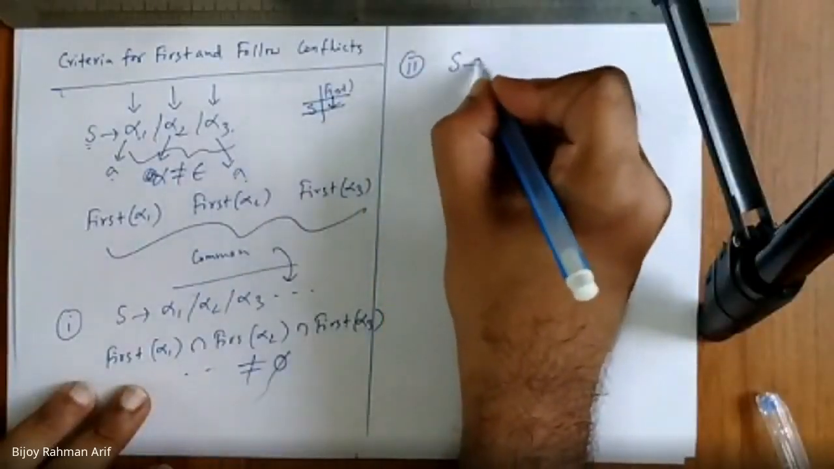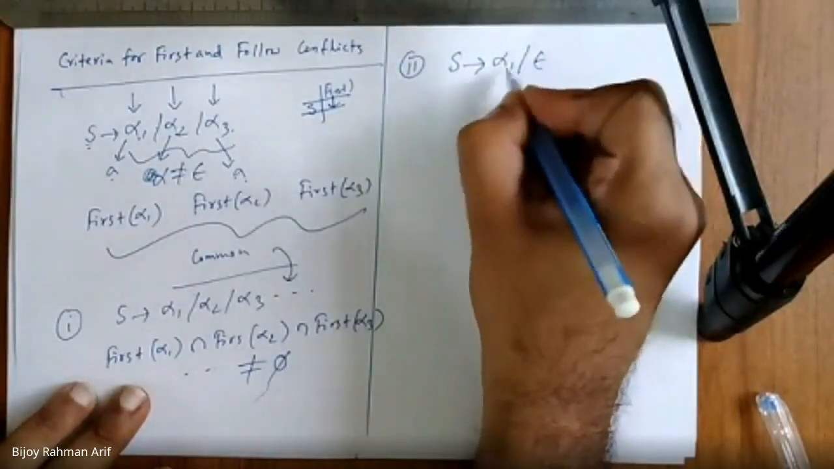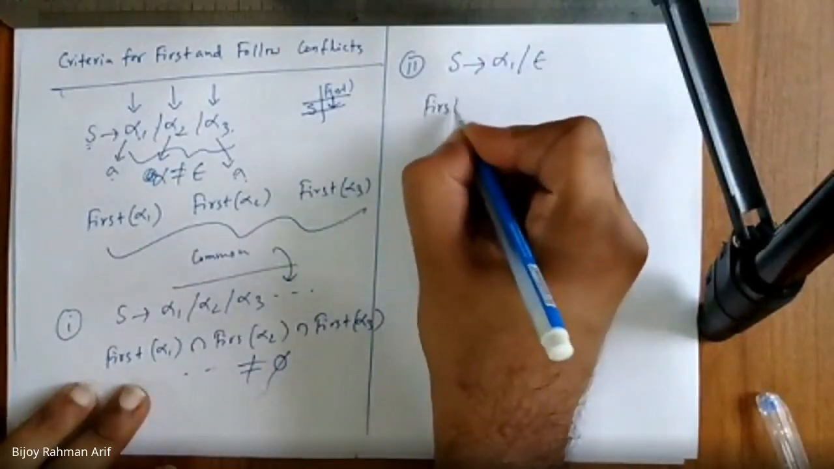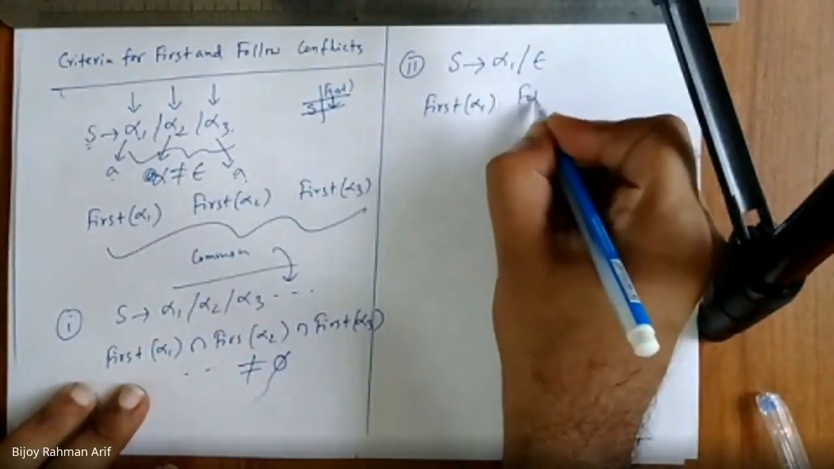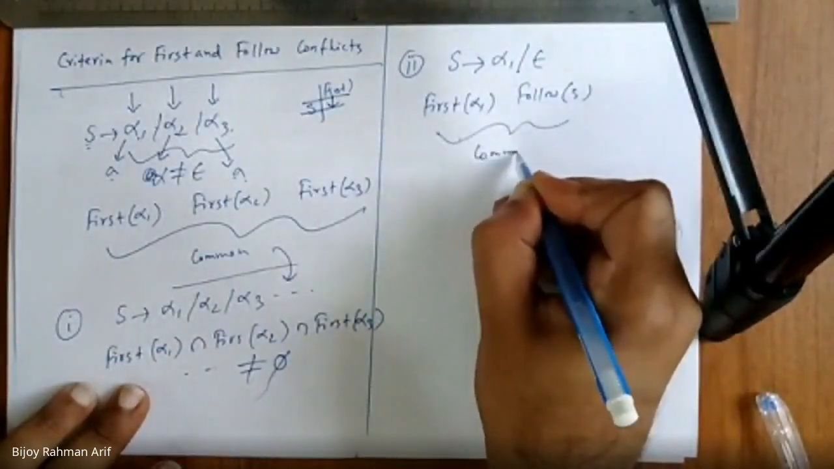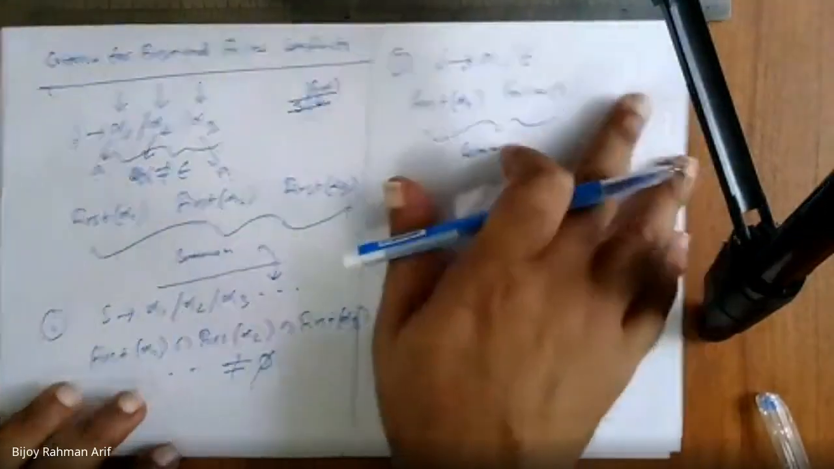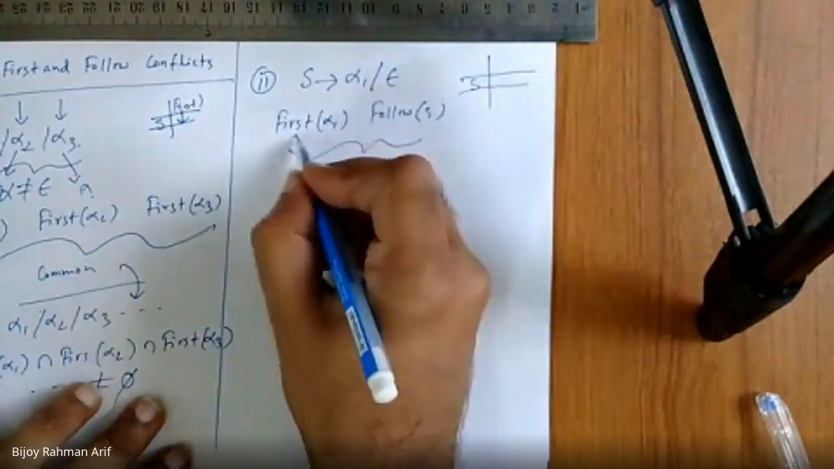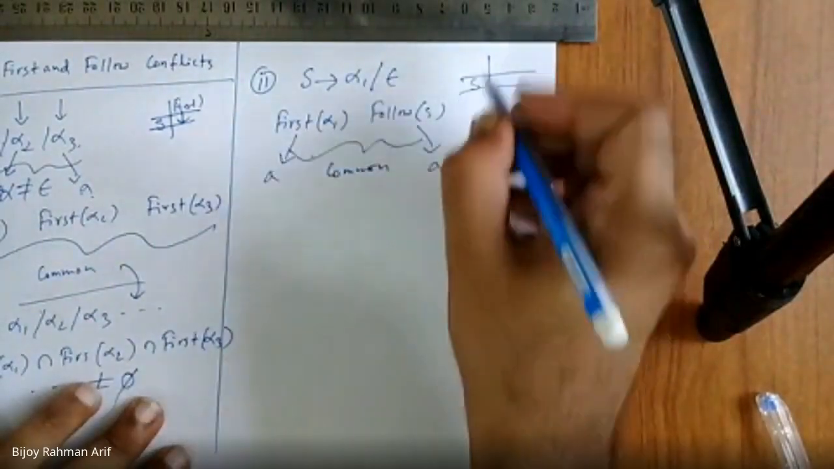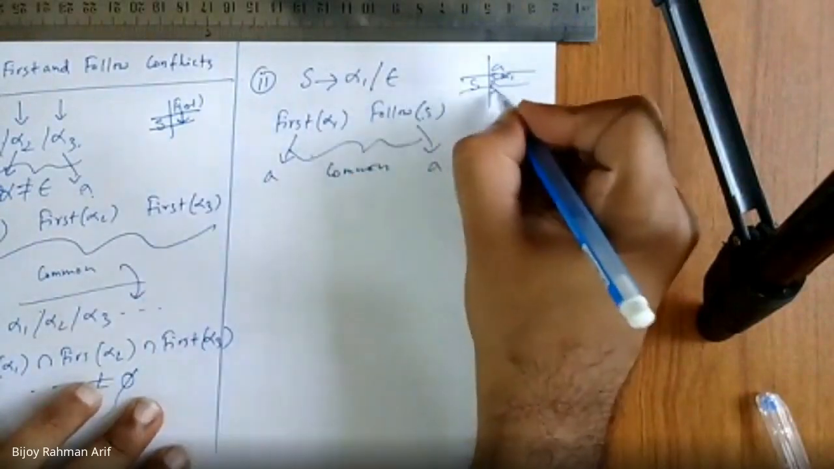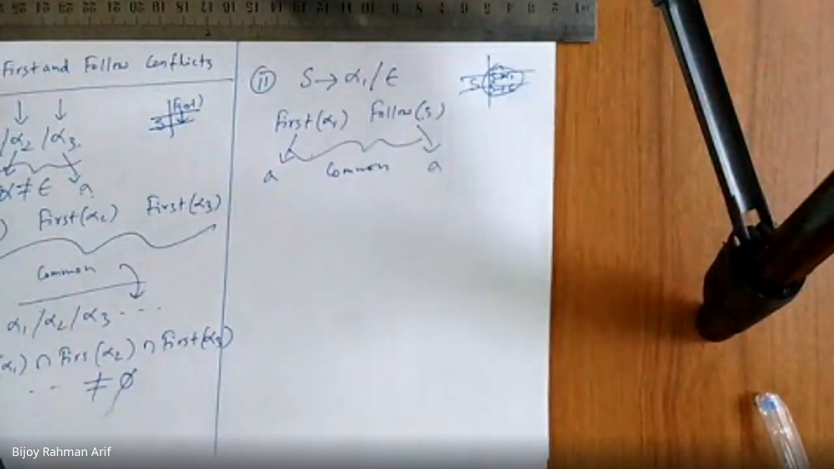Yes sir. What is the second criteria for conflicts? Let's assume S derives alpha 1 and epsilon. Then how can we have a conflict? If first of alpha 1 and follow of S have a common element, then what happens? If this is A and follow of S is also A, then in S row, A column, I have to put S derives alpha 1, and also S derives epsilon. So again, same cell, there are multiple entries. Am I right?